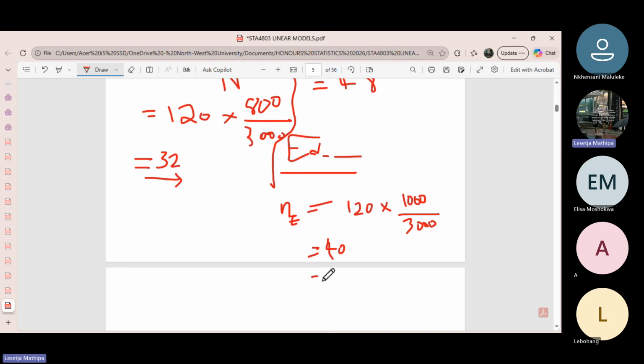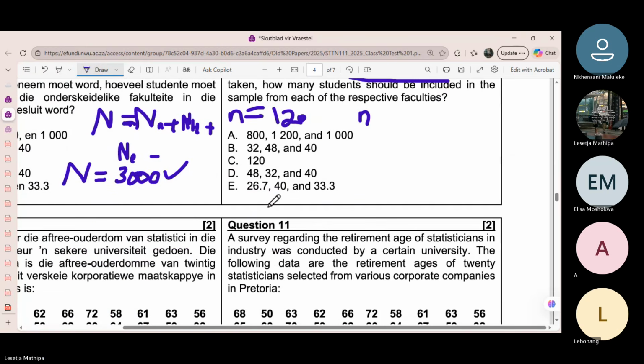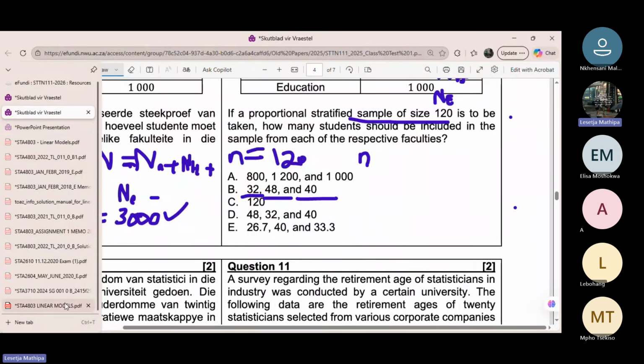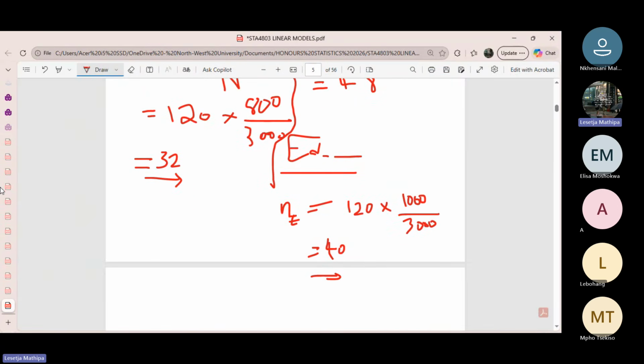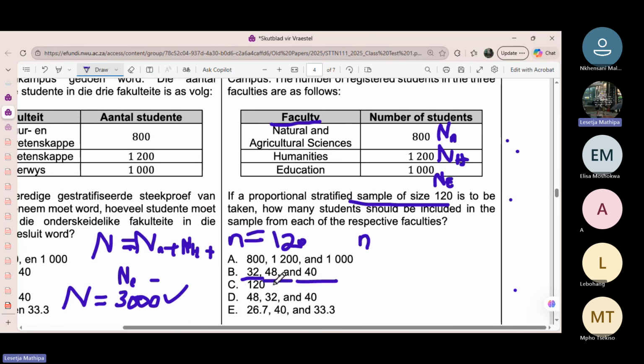So our answers are 32, 48, 40. Let's confirm here: 32, 48, and 40. Yes, it is. You must make sure that it's arranged. You start with the one for FNAS, we got 32. Humanities, we got 48. Education, we got 40. So our answer there is option B.